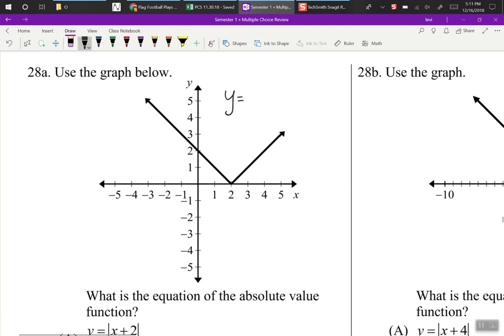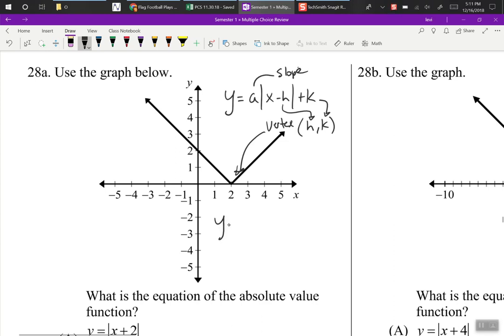So the absolute values, our general form was y equals a times the absolute value of x minus h plus k, where your vertex, which is here, is (h, k). And because this says negative h, it's the opposite of whatever it says inside, and we take k as is. A is our slope.